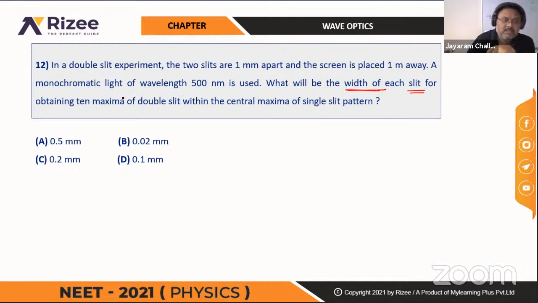For what? Obtaining 10 maxima in the double slit, that means 10 maxima in YDSE within the central maximum region of the single slit pattern. So in the central region only we have to get 10 fringes. He has given the small d and all these things. So what is the width of the central maxima?